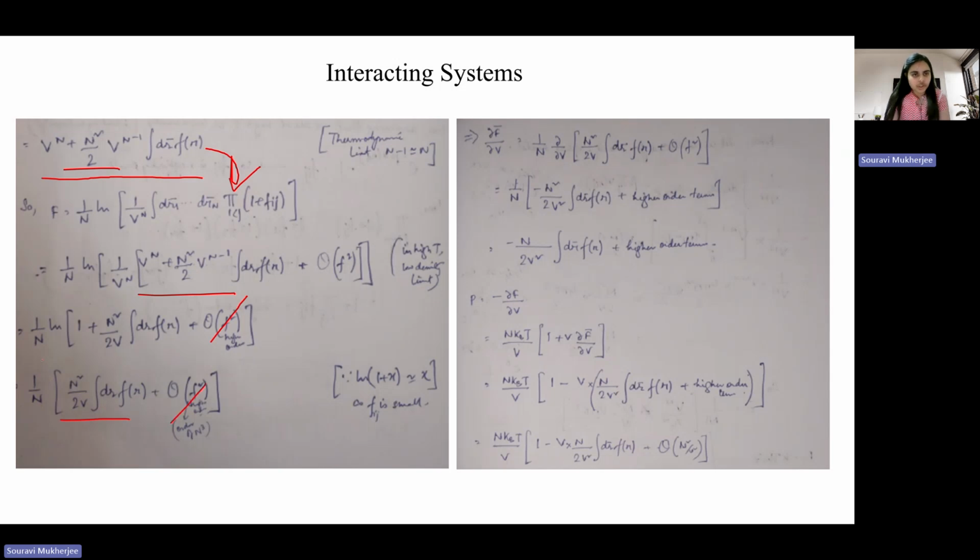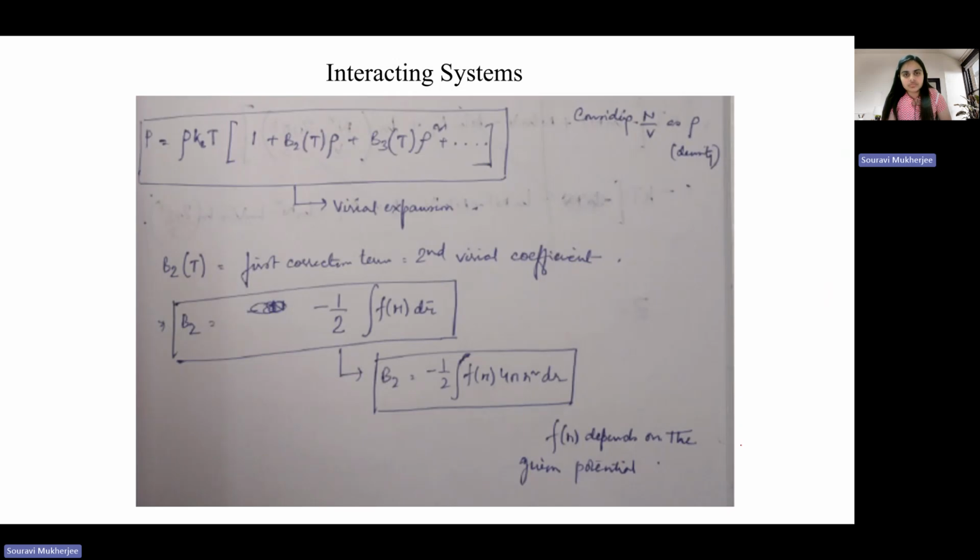Now you know the expression for f. Therefore, you can also find an expression for del f by del v, which is basically a derivative with respect to volume. Once you know that, you can put it in the expression for pressure, and this is how it looks. What is interesting is that you have the first term, which is just the ideal gas term, where there was no interaction. And then you have a second term, which is coming because of the interaction. There is an integral involved with f of r, where f of r is associated with the potential. And then you have some higher order terms.